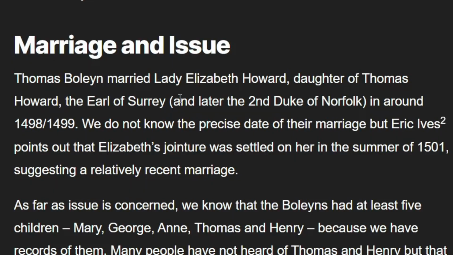Thomas Boleyn married Lady Elizabeth Howard, daughter of Thomas Howard, the Earl of Surrey, and later the 2nd Duke of Norfolk, around 1498-1499. Eric Ives points out that Elizabeth's jointure was settled on her in the summer of 1501, suggesting a relatively recent marriage. I really do not understand what jointure is. What on earth does that even mean? What does it mean?